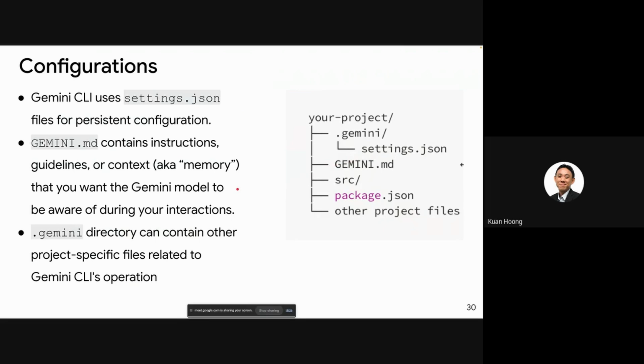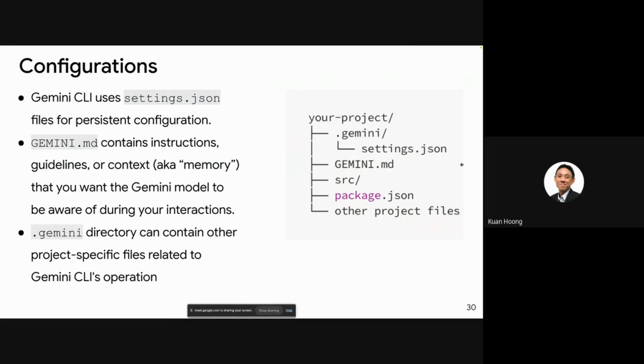If you have used Claude Code before, and in fact any agentic coding tool out there, they have a markdown file. In Claude Code, they have this Claude.md file. In Gemini, they have this Gemini.md file. This Gemini.md file basically contains all the instructions, all the context, or so-called memory, that you want the Gemini model to remember and be aware of during your interaction with your project. You can create this MD file manually, or later I will show you, you can also ask Gemini to create it when you initialize your project.